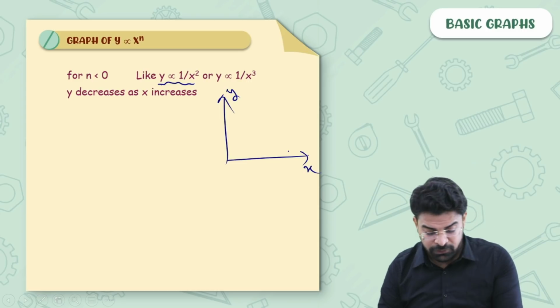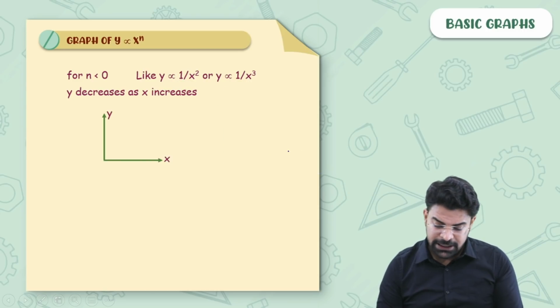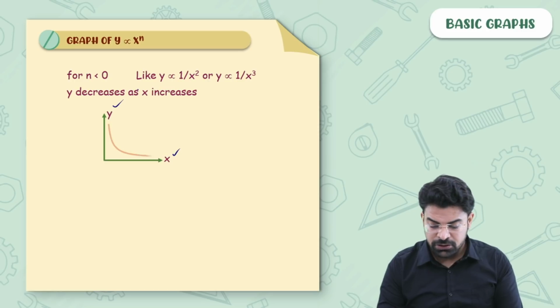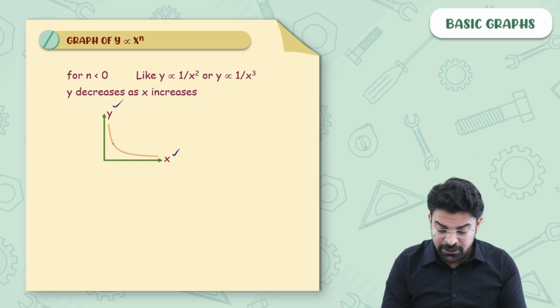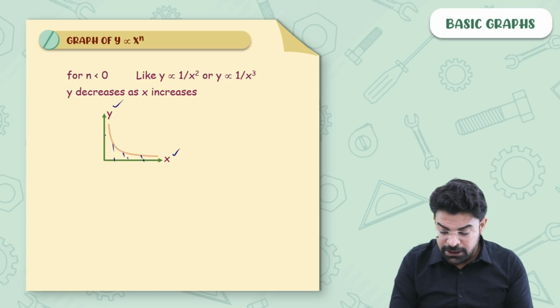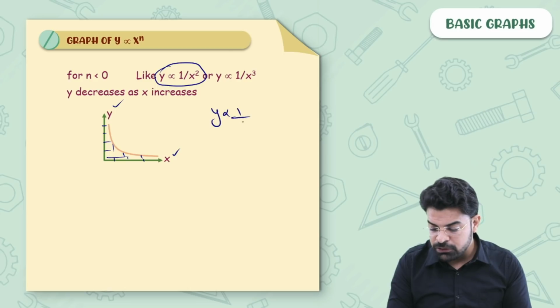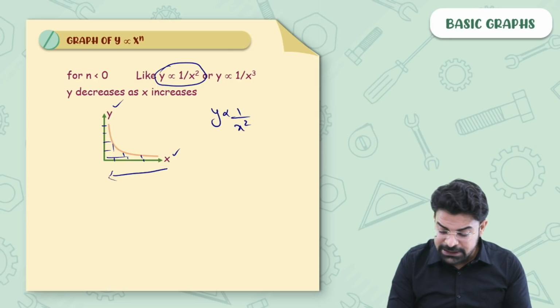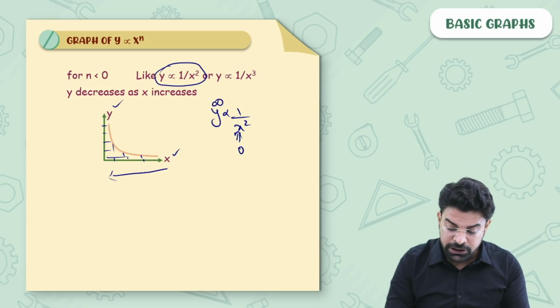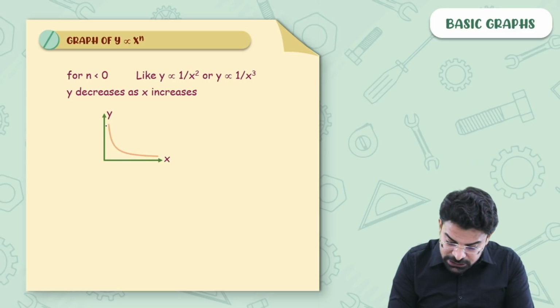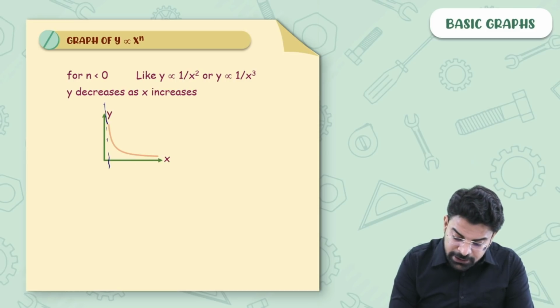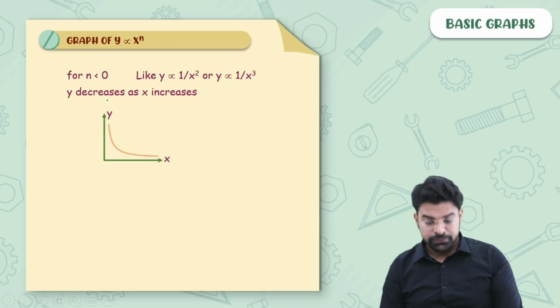How will the graph look like? So we say that the graph of x versus y looks like this. As x increases, the value of y keeps on decreasing. For example, let's say y is proportional to 1 by x square. As x tends to 0, y tends to infinity. So you can see in the graph right here, as x tends to 0, the quantity y tends to be infinite.